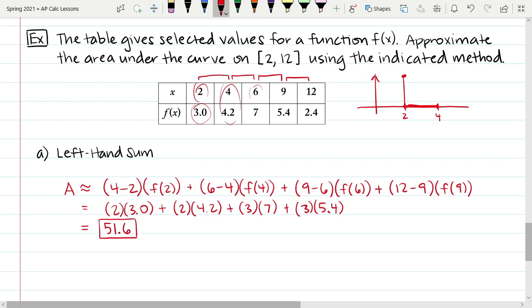All right, and when you use your calculator, because yes, you would definitely be using a calculator for this, when you use your calculator to plug all of those in, you end up with 51.6 as your approximation. So again, we don't even necessarily know what this function looks like, but based on the information we were given, this would be the approximation for the area under this curve f of x on the interval from 2 to 12. All right, now for a right-hand sum.